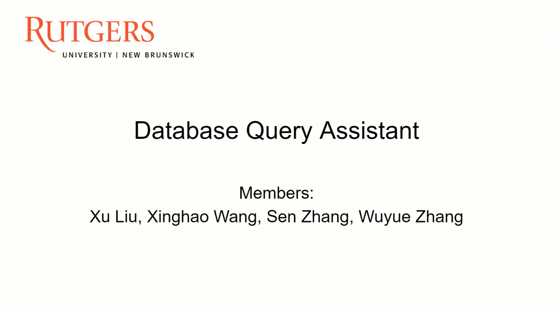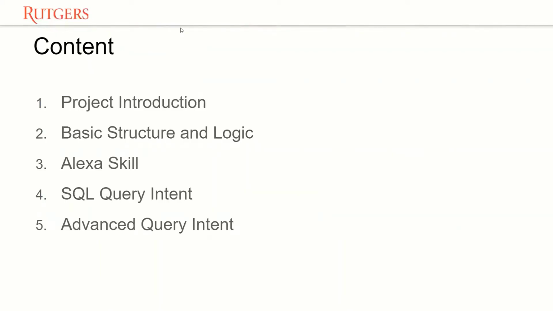In this presentation, we will introduce our final project, Database Query Assistant, which is the stage 2 of our web-based database query system. There will be 5 parts. In the first 2 parts, we will discuss the basic structure and the logic of our project, and then explain the code in detail. Then we will show you how to create Alexa skill and the way we use it in our project. Finally, we will talk about SQL query intent and advanced query intent and show you the result. Okay, let's start.